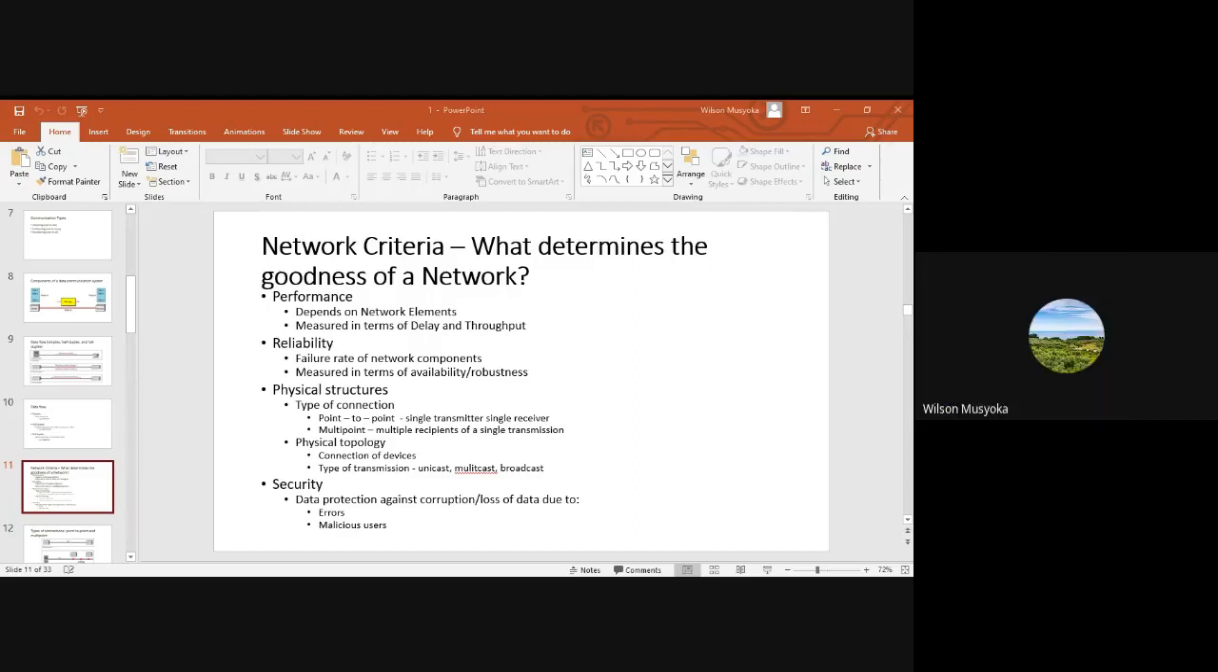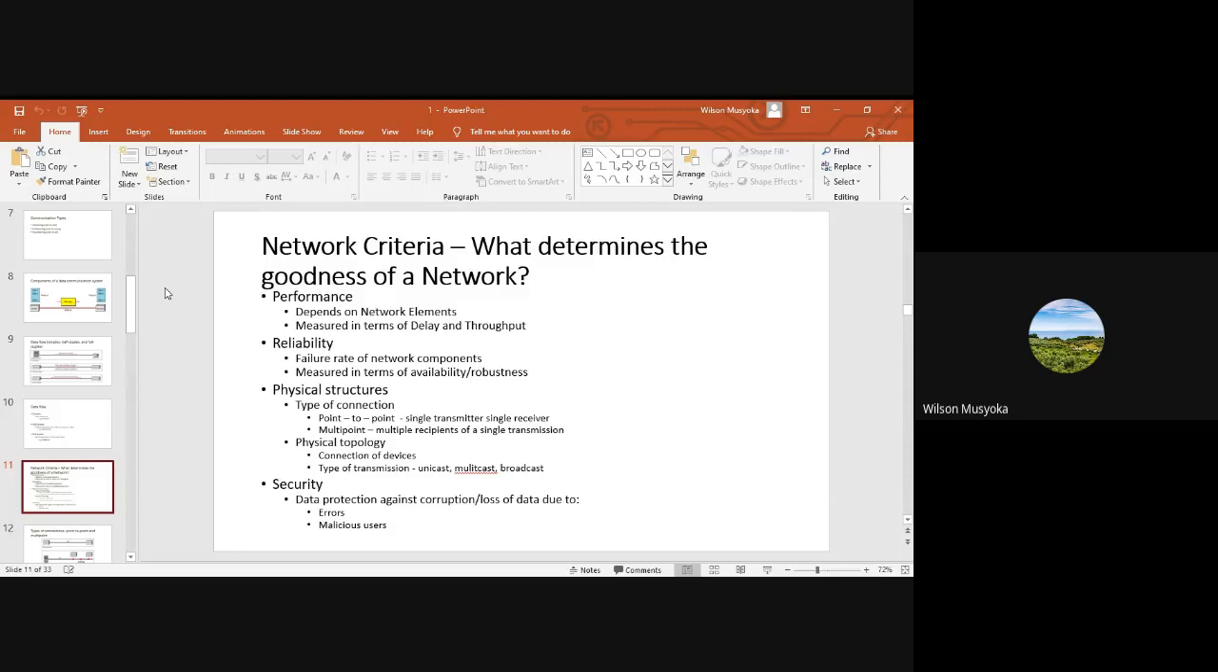Compare that with a star topology, whereby if one link breaks, the rest of the network is working and there is no problem. So that is the difference in reliability in terms of availability. Is this network going to be available even if there is a breakage? And that compares with robustness. How much can it withstand? How much can it withstand the effects of a failure, or the effects of an attack on a network?